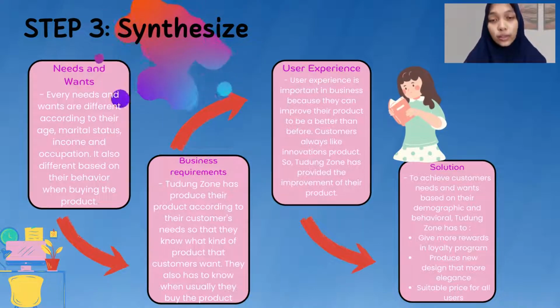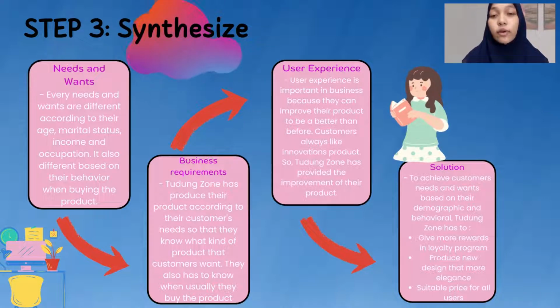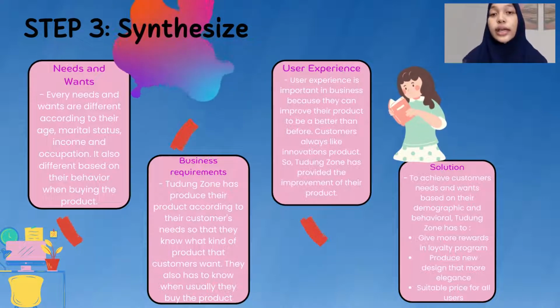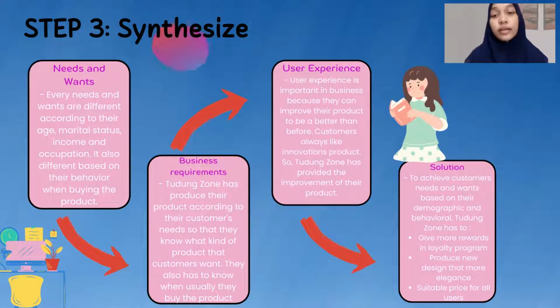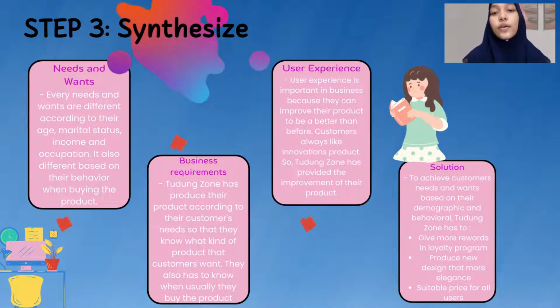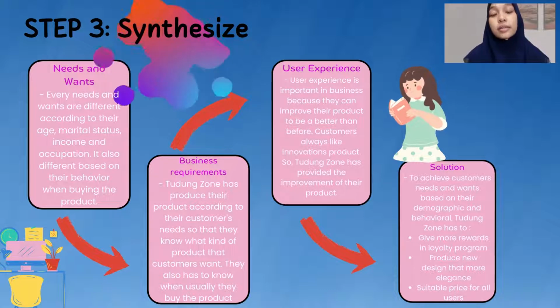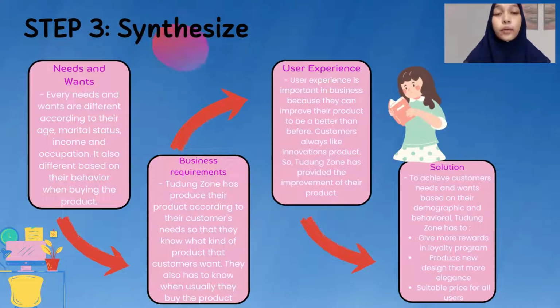The first one, needs and wants. Every need and want from customers is different according to their age, marital status, income, and occupation. It also differs based on their behavior when buying the product. The second one is business requirements. Tudong Zone has produced their products according to their customers' needs so that they know what kind of product customers want. They also have to know when the customers usually buy the product.